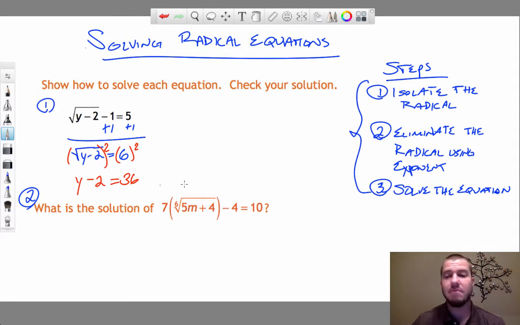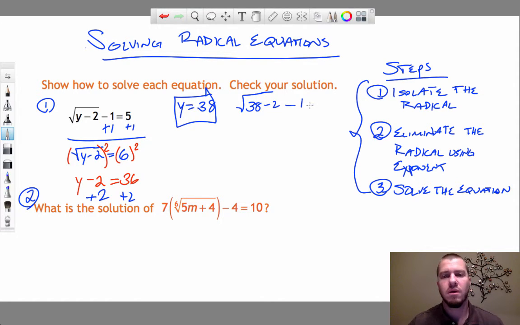And then my last step is to just solve the equation from there. Let's solve for y in this case and add 2, and I get y is equal to 38. And to check your solutions, plug it back in. Square root of 38 minus 2 minus 1 is equal to 5. Plug it back into the original. Square root of 36 minus 1 is equal to 5. 6 minus 1 is equal to 5, and that checks out.